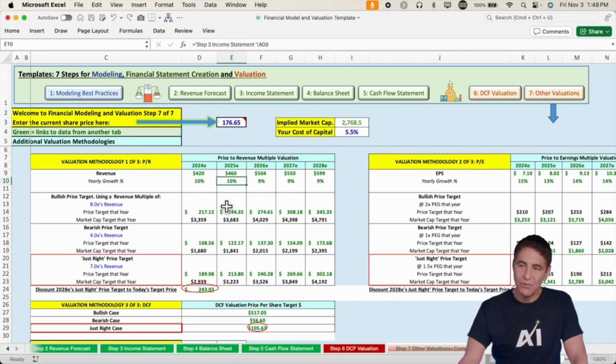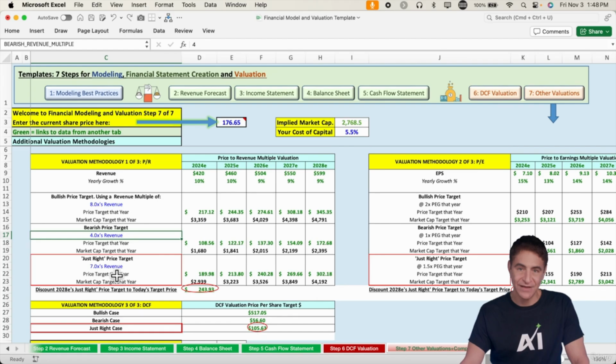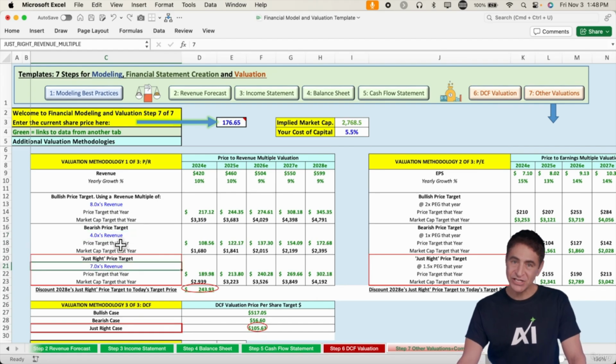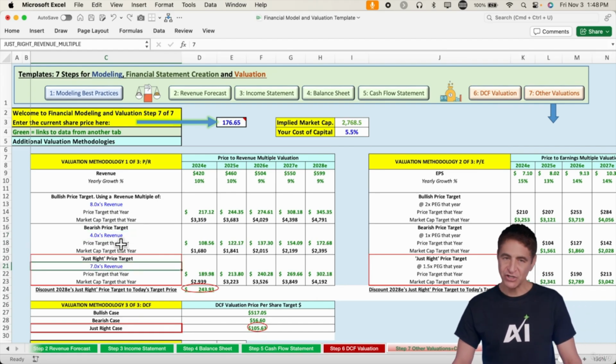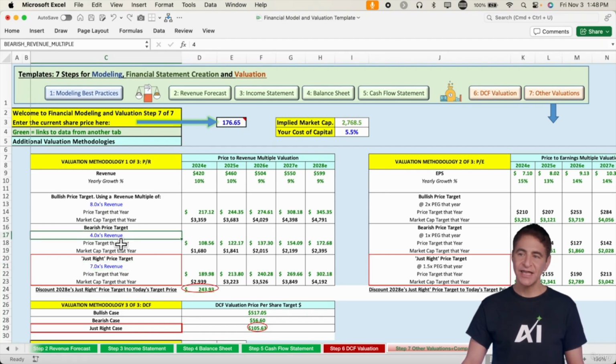All right, so what I wrote here is a bullish target price using a price to revenue multiple of 8, a bearish target price of 4, and just right of 7. Now, these numbers here, I'll leave it up to you to decide, but it's usually based on the sector you're in and the market environment. And it's subjective, but you can use data to back it up.